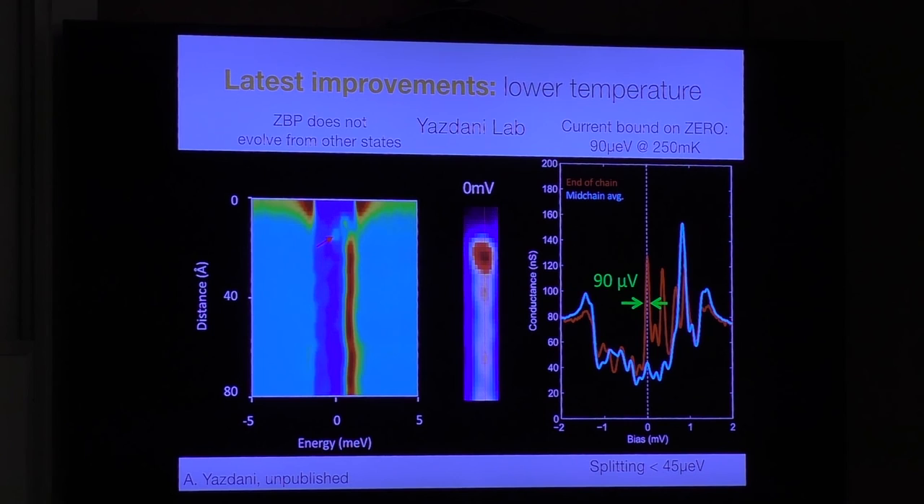You said they're all Shiba states. So when I move away from the edge, everything stays except the middle peak that's highlighted? So the Shiba states, as I move away from the edge, basically there are edge effects in the Shiba states, but this one completely disappears. These ones, the Shiba states are influenced by termination effects, etc.